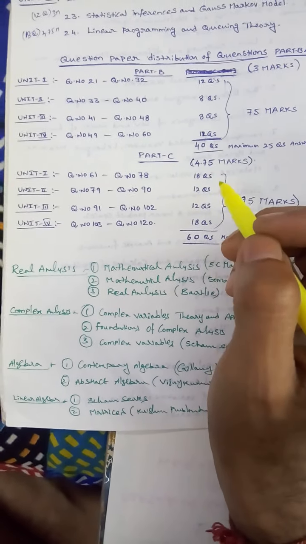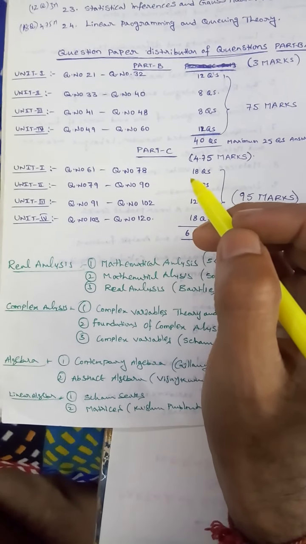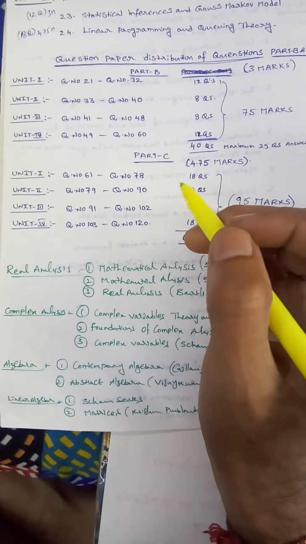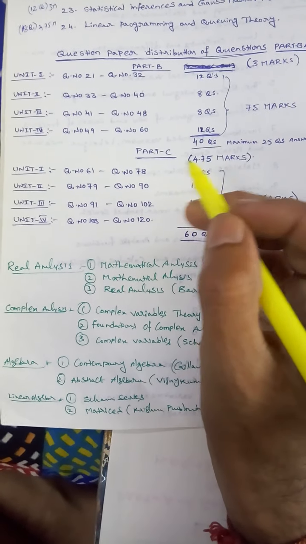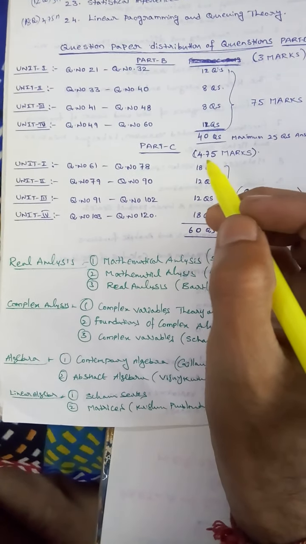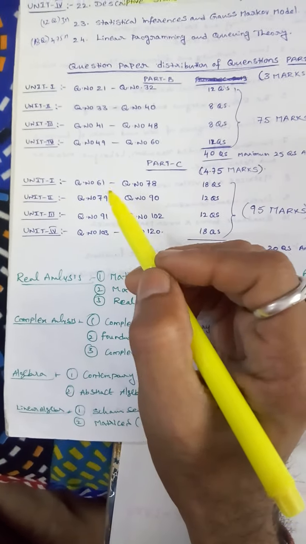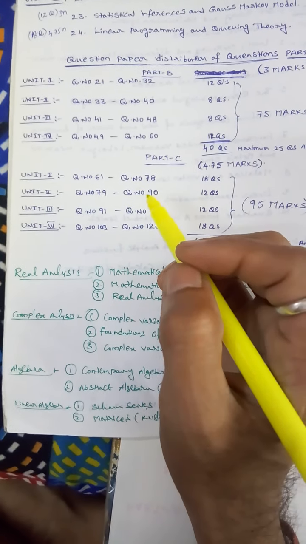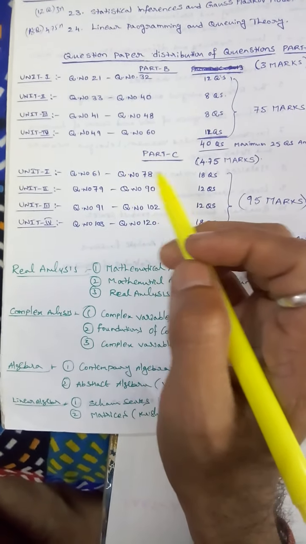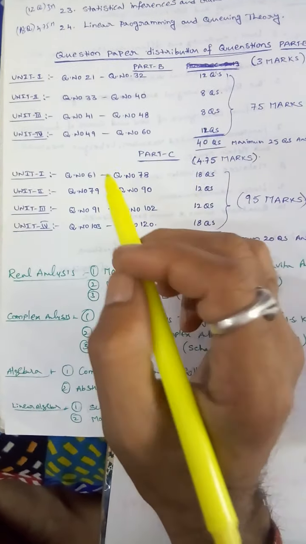Now coming to Part C, a question may contain one or more correct options. We have to choose every correct option, and only then will we get marks for that question. The marks awarded for each question is 4.75 marks. In Unit 1 we get question number 61 to question number 78, from real analysis and linear algebra. So the total is 18 questions under Unit 1.